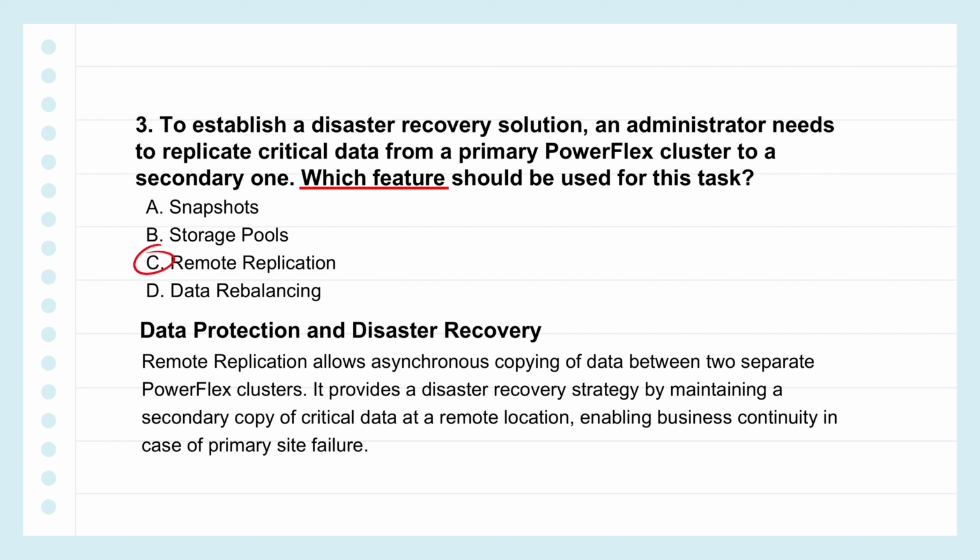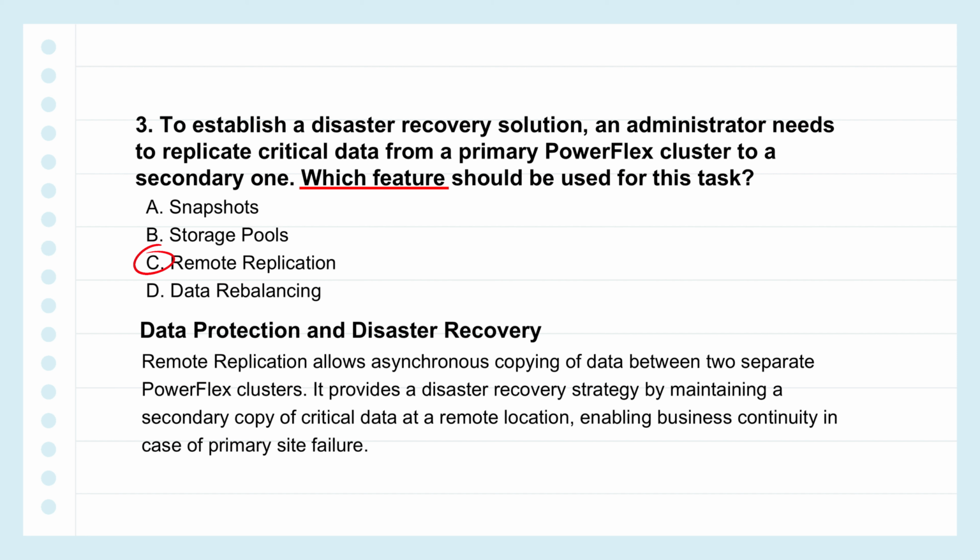It makes sure critical data is available at a secondary site if the primary one fails. It's really a core piece of a robust DR strategy. Lets you define your recovery point objectives, your RPOs. That really does sound like the ultimate safety net.